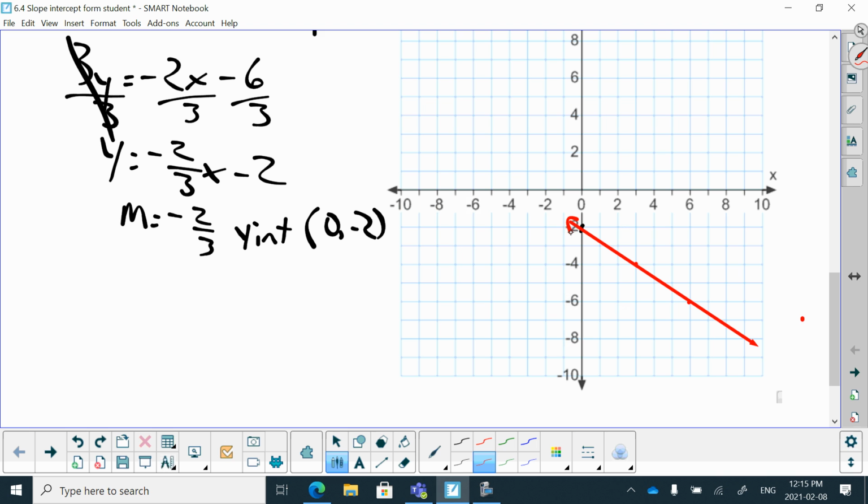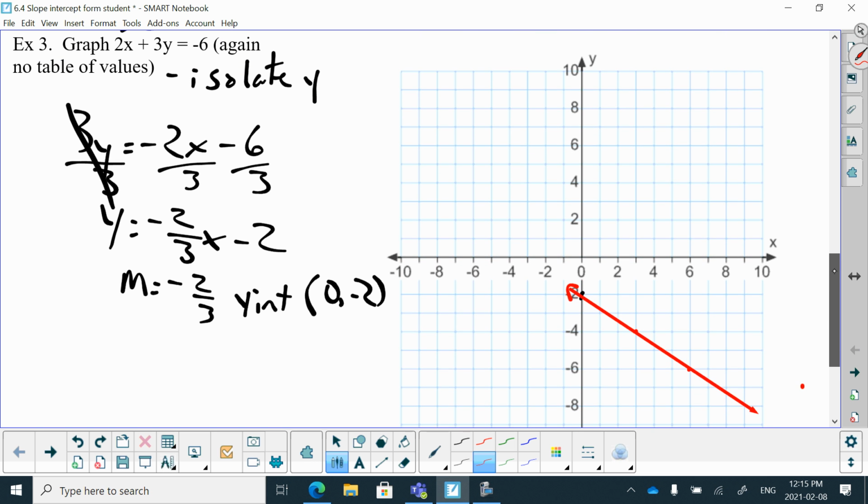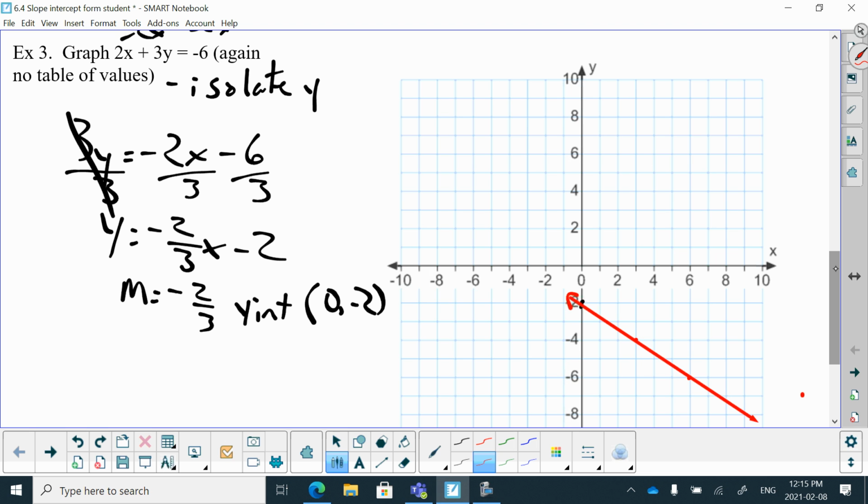So what equation do I put down? Y equals negative 2 over 3x, subtract 2. Y equals negative 2 over 3x minus 2. Sure. Or you could put the original one down too. Mathematically, they're both correct.